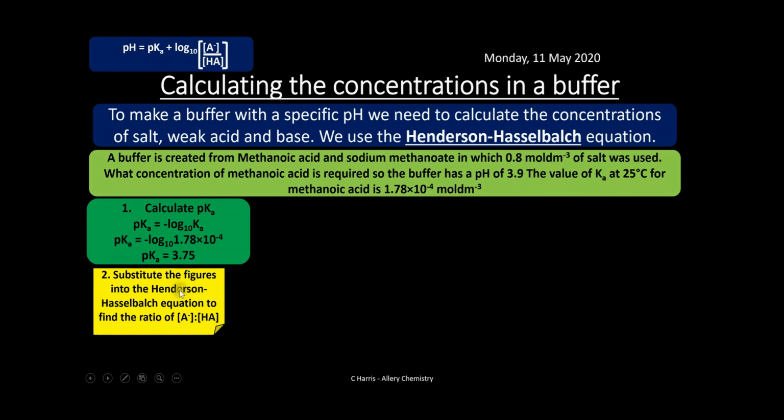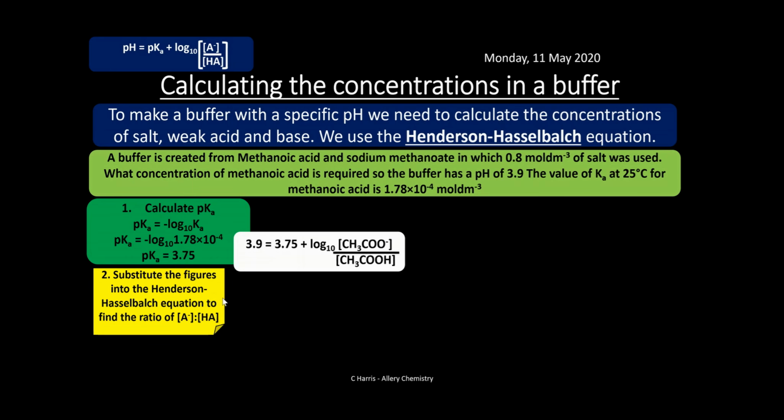So substitute the figures into the Henderson-Hasselbalch equation to get the ratio of A minus to HA. So that's the first thing: we need to work out the ratio here. So what we're going to do is just put the numbers in here.